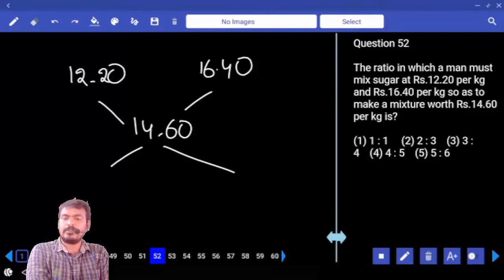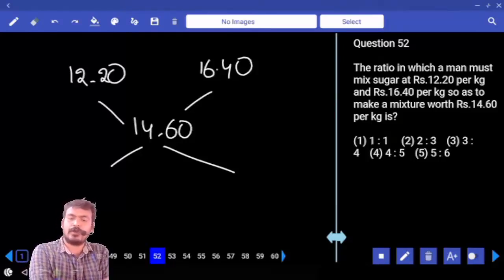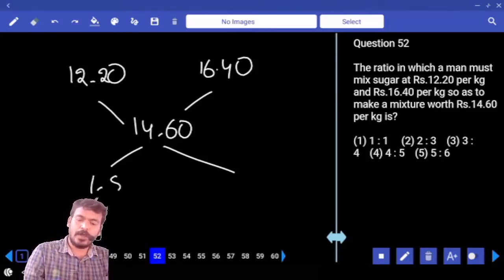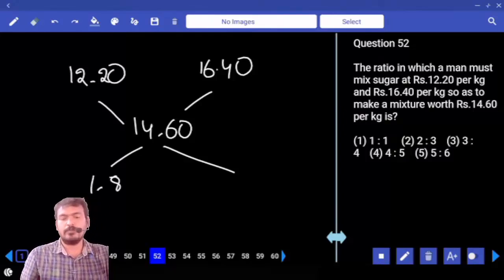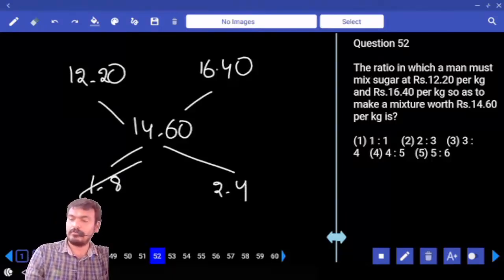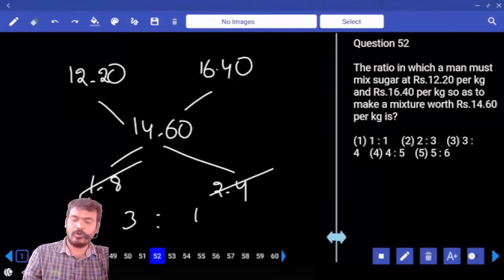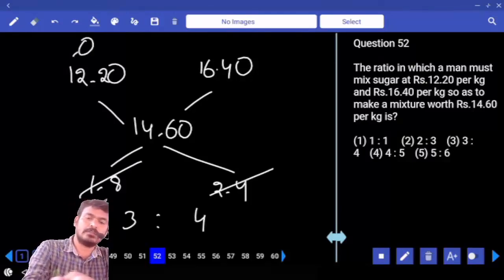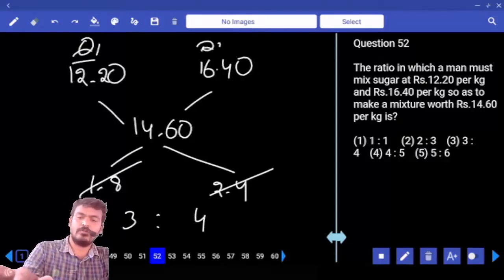What is the difference between 16.40 and 14.60? 1.8. 14.60 and 12.20 difference 2.4. Nothing but ratio 3:4 or not? Quantity 1 3 parts, quantity 2 4 parts.